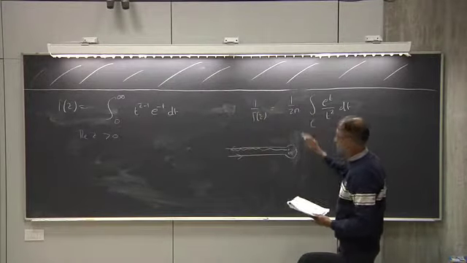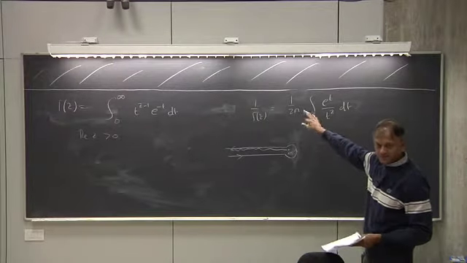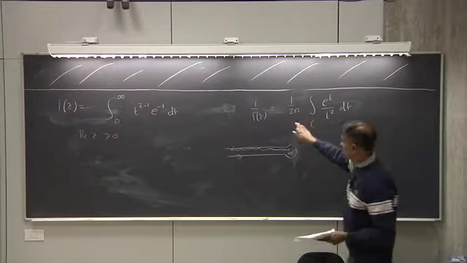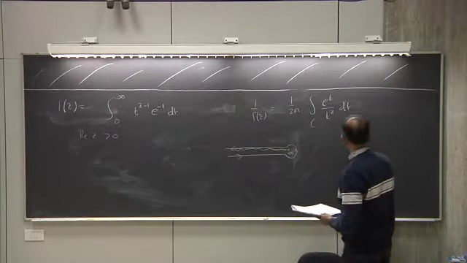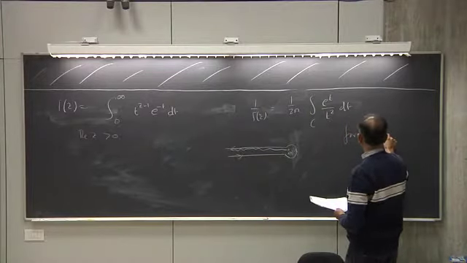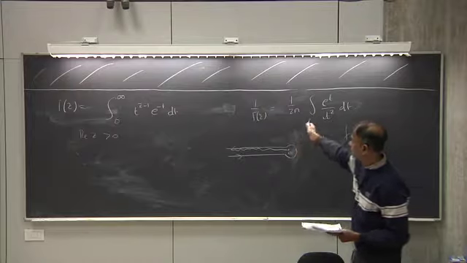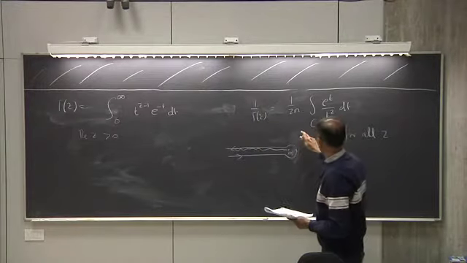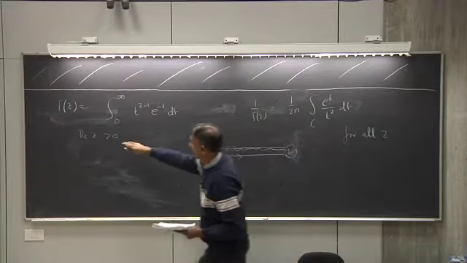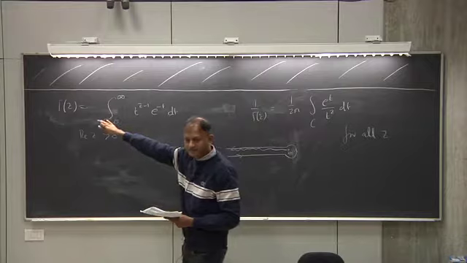And so this integral is defined for any value of z. Here it's only for real z greater than 0. This is for all z. For all z, this integral is well defined. And then later on we showed that these two are the same. In the region where real z is greater than 0, this definition is the same as that definition. We showed that.